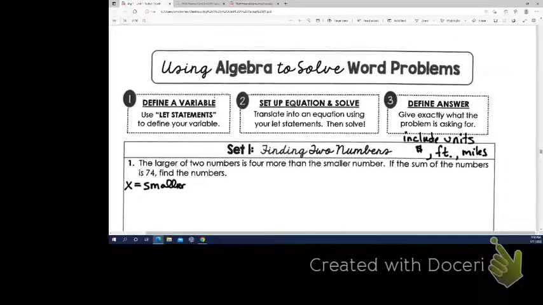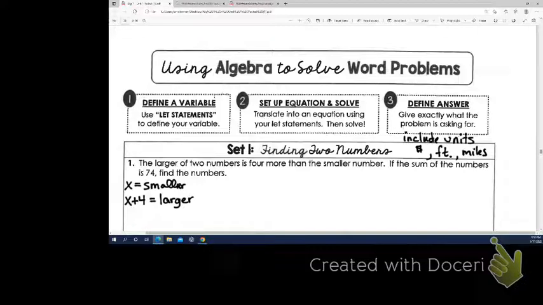And then when I read that first sentence, it says the larger of two numbers is 4 more than the smaller. So 4 more than means we're adding 4. So I could say x plus 4, or I could have said 4 plus x. Since it's plus, the order is not important. I could write it in either order. So x is the smaller number, x plus 4 is our larger number.